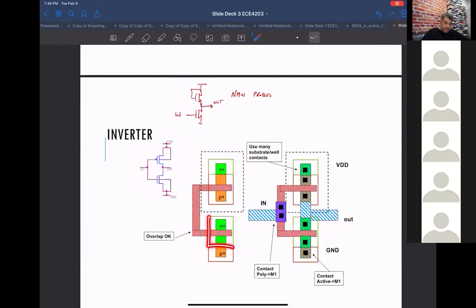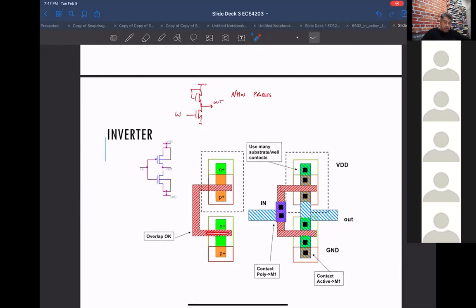And this is the N select, which tells the factory to make that N plus. The polysilicon is protecting the channel, so you end up with N plus here for the source and drain. And then you have active here and a P mask here, so you're telling the factory to put a P plus implant here. So it should be a substrate contact. That's your body contact right there.